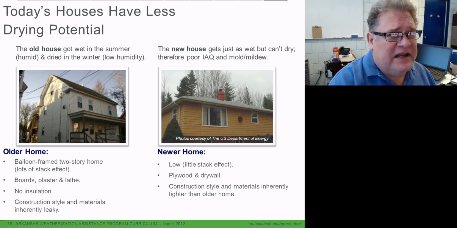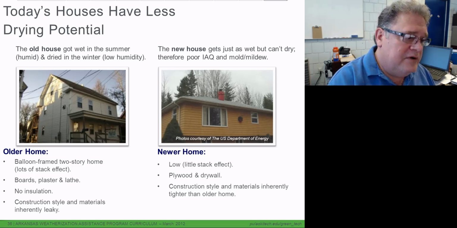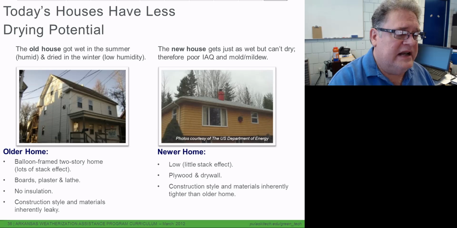Again, today's homes have less drying potential. The old house got wet in the summer from the humidity, and in the winter it would dry. We generally have lower humidity. They were balloon framed to allow air to move up through the walls. Had lots and lots of stack effect. Also had lots and lots of moisture-loving stuff. We had clapboard siding on them. We had skip sheathing or tongue and groove sheathing.